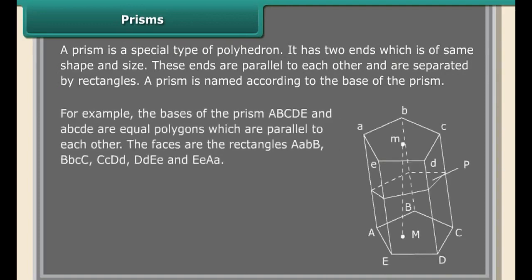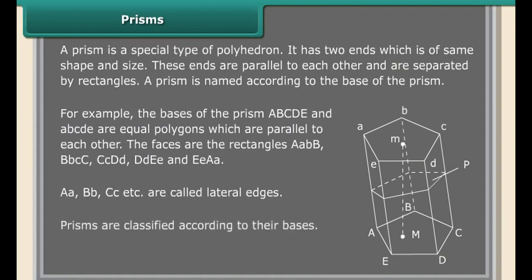For example, the bases of the prism ABCDE and A'B'C'D'E' are equal polygons which are parallel to each other. The faces are the rectangles AA'B'B, BB'C'C, CC'D'D, DD'E'E and EE'A'A. AA', BB', CC', etc. are called lateral edges.